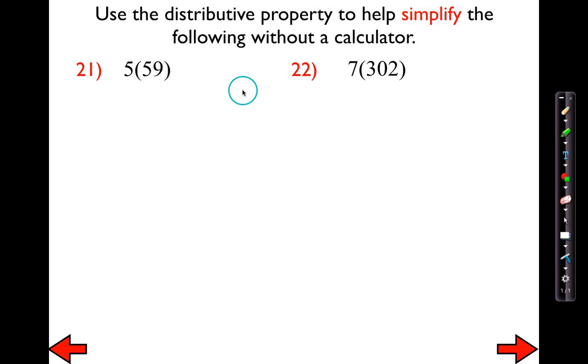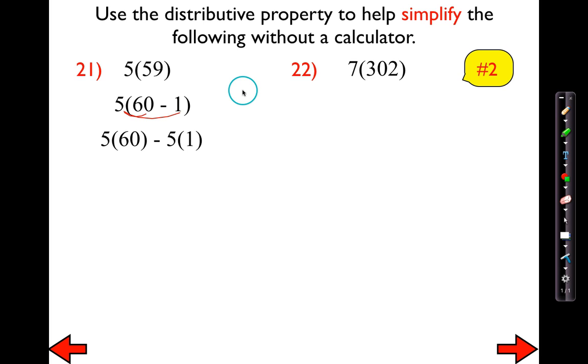Okay, so at this point, I'd like you to pause the video and try these two by yourself. Okay, so for number 20, you could have done 5 times the quantity 60 minus 1. Now, could you have also done 50 plus 9? Yes, it would work just the same. Some might be a little bit easier to calculate, so just keep that in mind. 5 times 60, and then we're going to do minus 5 times 1, which is just 300 minus 5, which is 295, so hopefully that was your answer.